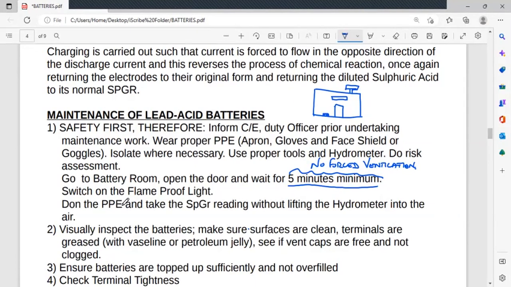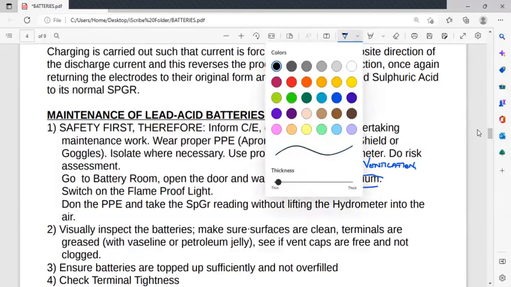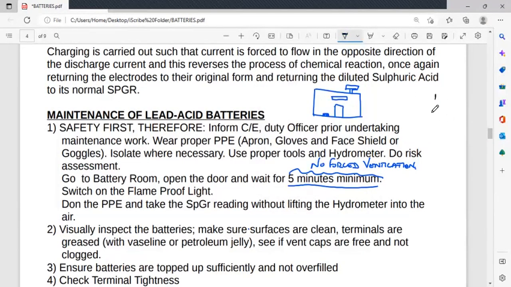Don the PPE and then take the specific gravity without lifting the hydrometer into the air. So whenever you're going to be using that hydrometer, I'm going to show it very roughly over here. I'm not an artist, so please bear with me. So this is your tube.